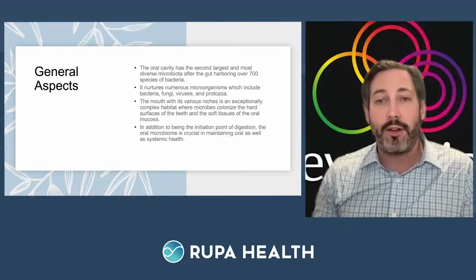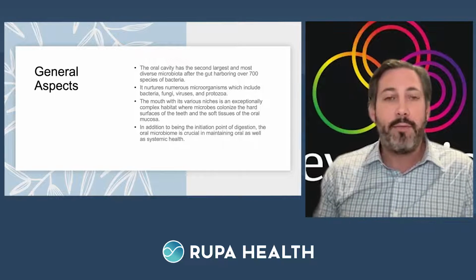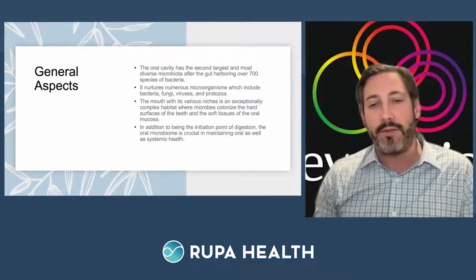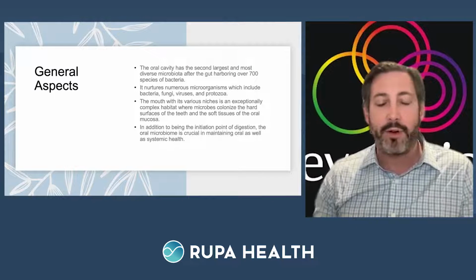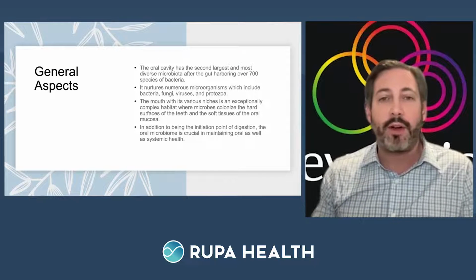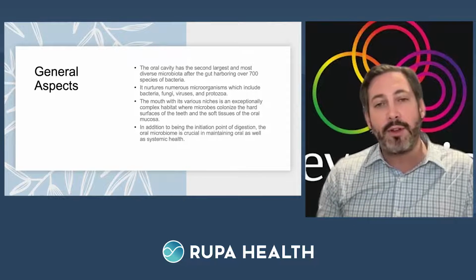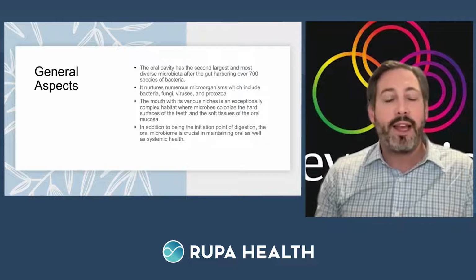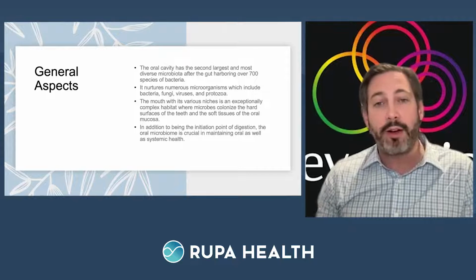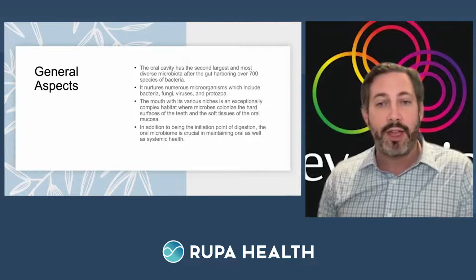The mouth has a lot of ecological niches, which make it a very complex habitat for all these microbes. We have different structures with different characteristics, and of course, they provide different types of ecological niches that will dictate what type of microbes are colonizing those areas.